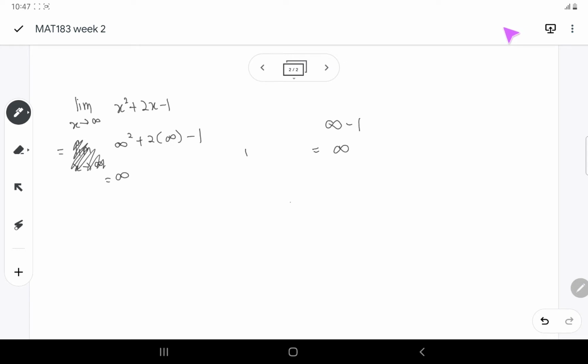Okay, before we continue with our topic, let's take a look at another example. This is from example 1.25 from our textbook.